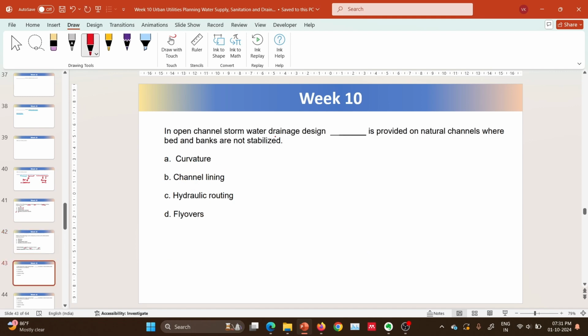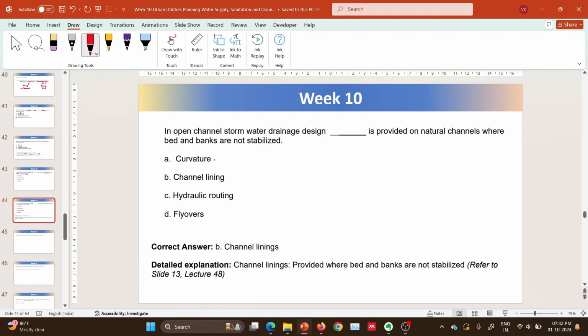In open channel storm water drainage design, dash is provided on natural channels where bed and banks are not stabilized. That is channel linings. So in open channel storm water drainage, the channel linings are provided. Channel linings means this. Provided on natural channels where the bed and banks are not stabilized.